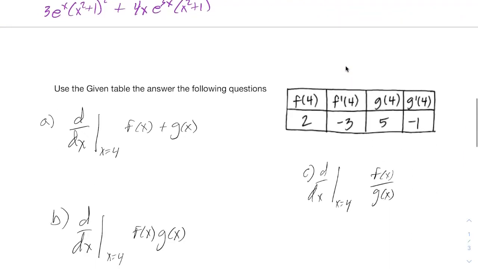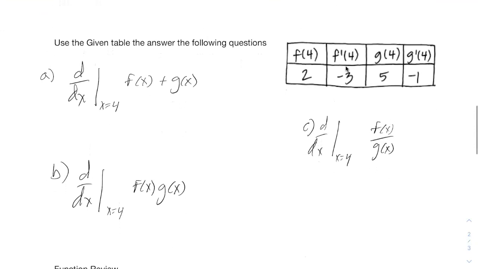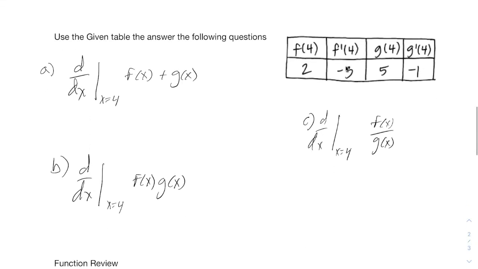Let's move on. Oh, this one, I love this one. So I give you a table here, and you have to answer these questions. Look at the first one. I want you to take the derivative of f plus g, and then I want you to sub in 4. To get those values, you just need a table. Well, what's the derivative of f? Remember, don't overthink it. It's just f prime. And the derivative of g would just be g prime. We're not doing a product, we're not doing a quotient, just f prime, g prime. And then sub in 4.